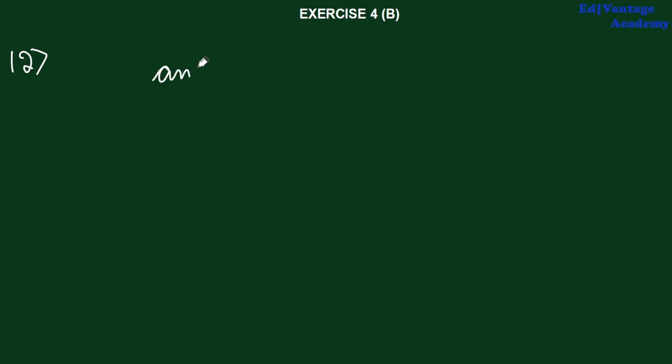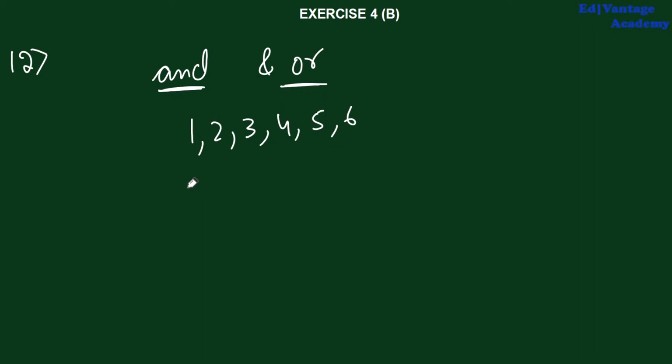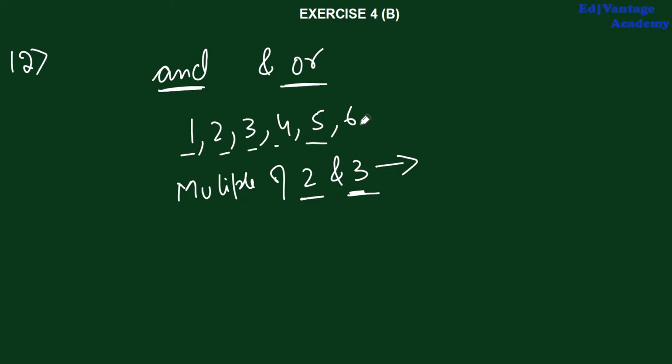To understand them, let us first see what's the difference between these two words: and, or. To understand that, I'll give you some numbers here: 1, 2, 3, 4, 5, 6. If I ask you to choose numbers which are multiples of 2 and 3, which number are you going to choose? It has to be a multiple of both, which means it should come in the 2 table also and the 3 table also, no choice. So the only number which comes in both the 2 and 3 tables is 6, right?